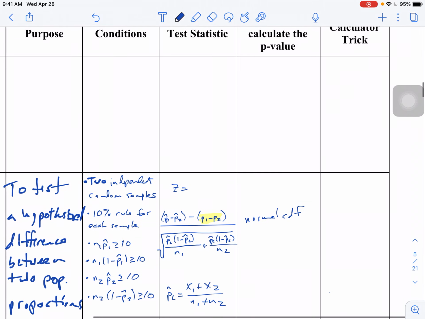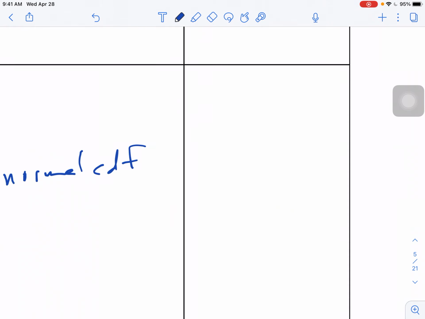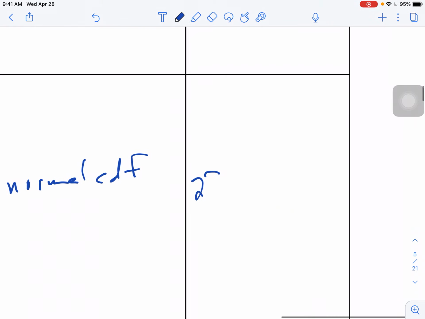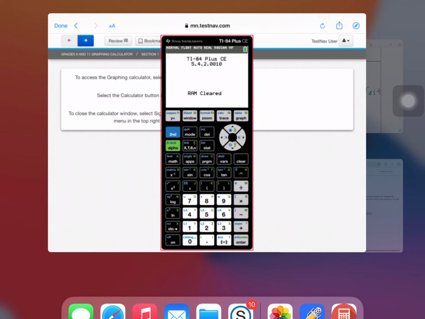And then the calculator trick, I'll show you how to use this in a sec, but it's 2 prop z test. So 2 prop z test. All right, I'll show you that right now. I'm going to pull up my calculator.